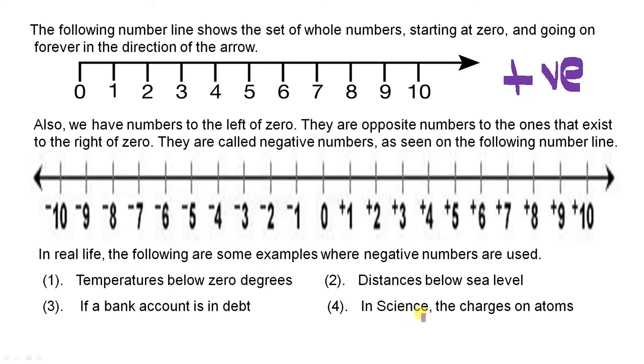And finally, in science, and this will be for secondary students mainly, the charges on atoms. So when you do science and you look at the periodic table, the teachers will teach and show you about charges that exist on atoms, and there are negative charges that exist on atoms. So they're just 4 examples where negative numbers occur in real life.